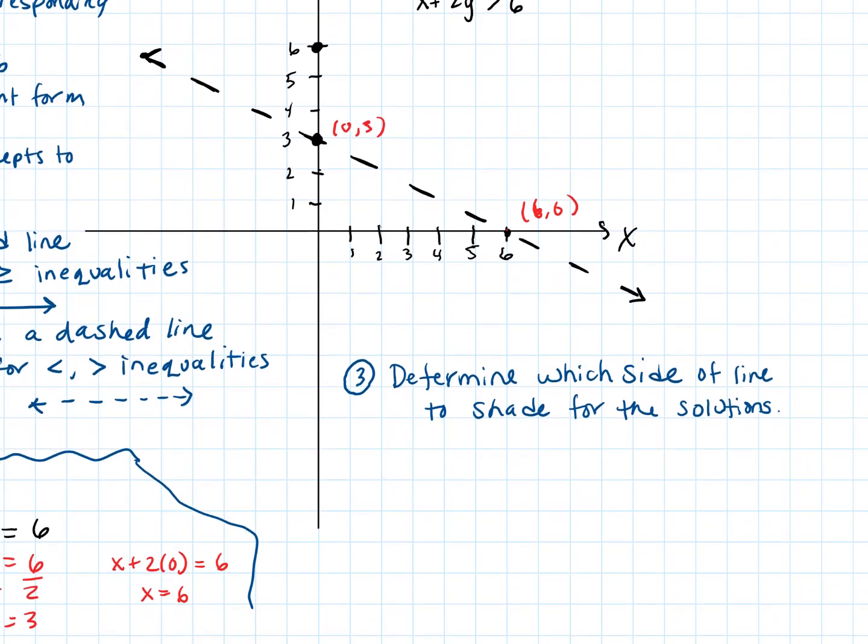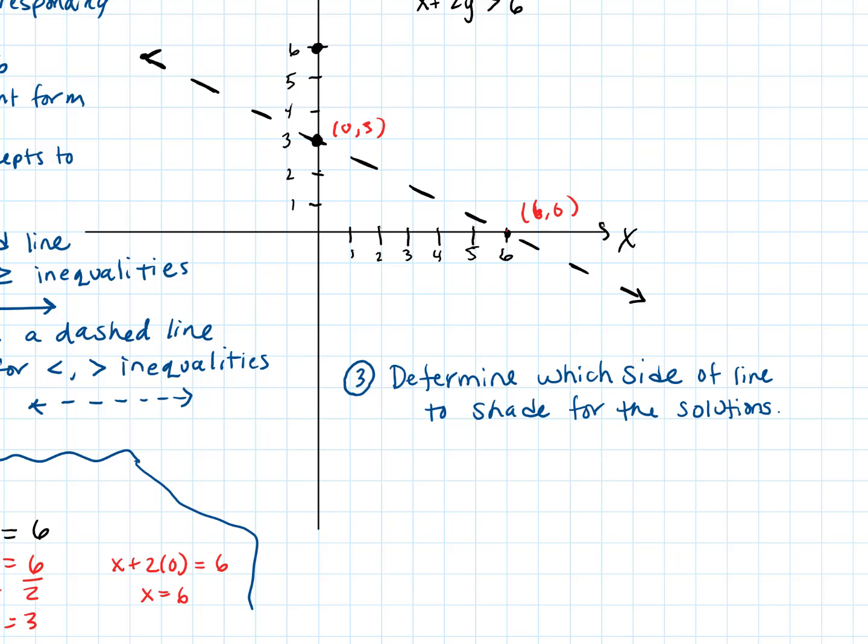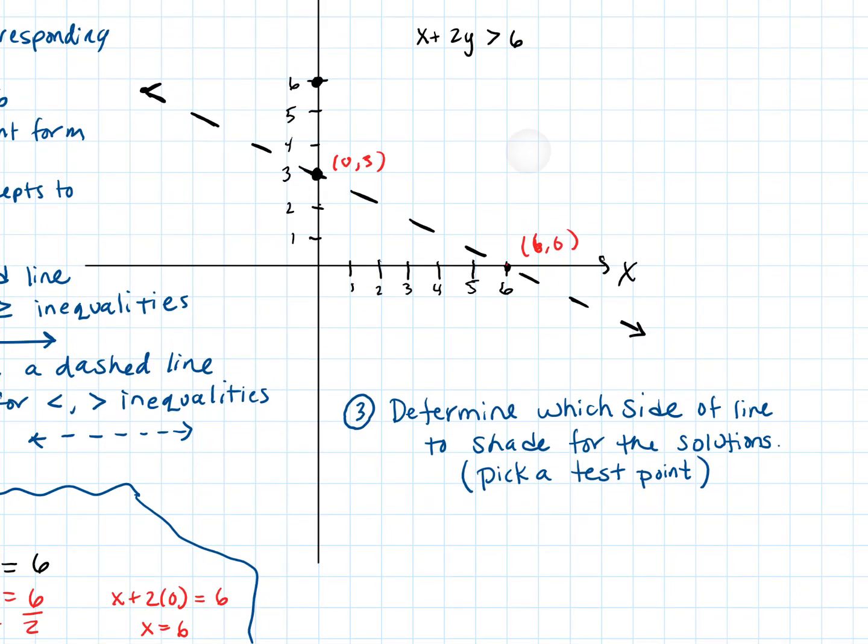And so the easiest way to do this, and the best way to do this, is to pick a test point. So pick a test point. I'll put that in parentheses. That's probably the best way to do it, is to just pick a test point. So for this particular one, you can pick a test point. It can be any point that is not on the line.